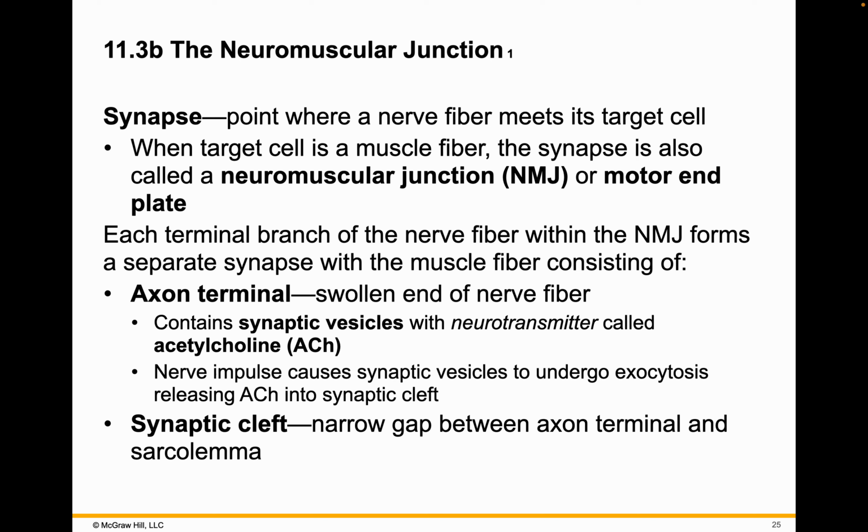That will consist of the axon terminal, the slightly swollen end of the nerve fiber. The nerve fiber on that end has synaptic vesicles filled with neurotransmitter, and in the case of skeletal muscles, that neurotransmitter is acetylcholine. The nerve impulse will cause the synaptic vesicles to undergo exocytosis, which will release acetylcholine into the small gap between the muscle cell and the nerve cell called the synaptic cleft. That synaptic cleft will then be filled with acetylcholine.